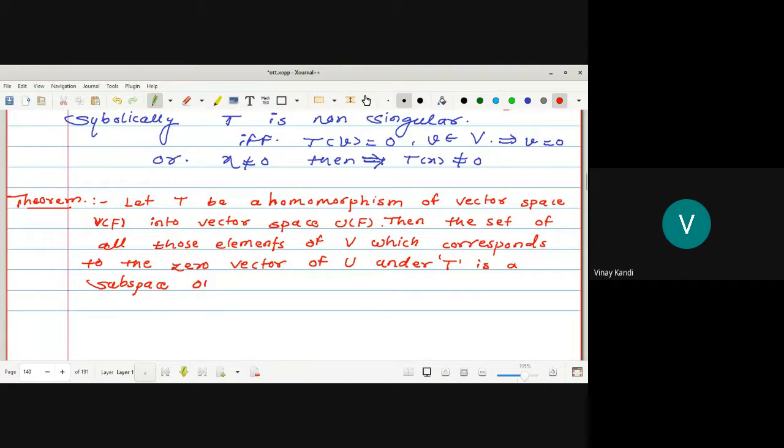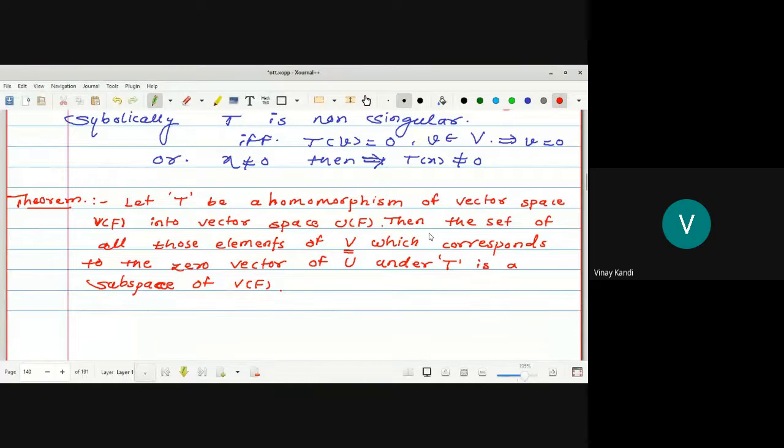What is given to us? T is a vector space homomorphism, that is, T is a linear transformation from V over F to U over F. Then we have to show that the set of all those elements of V which correspond to the zero vector of U, that means the null space of T, under T is a subspace of V over F.